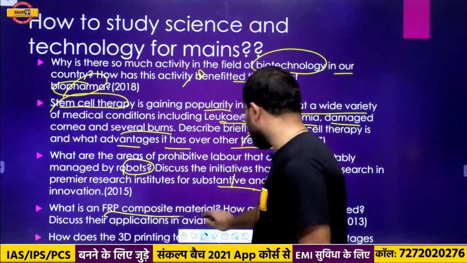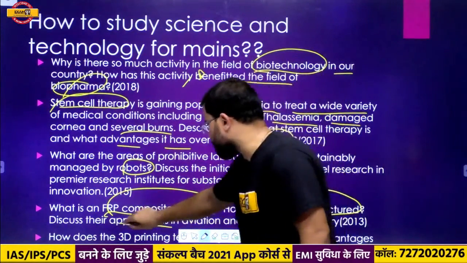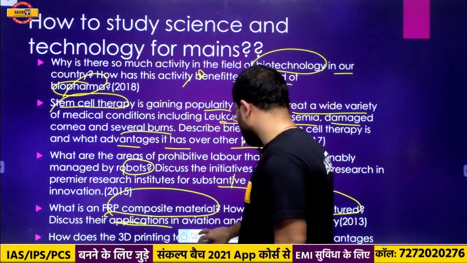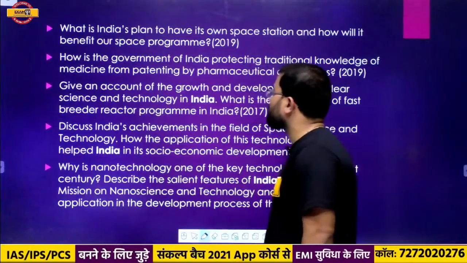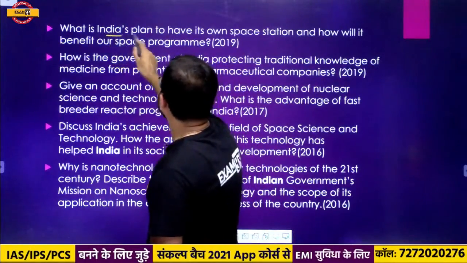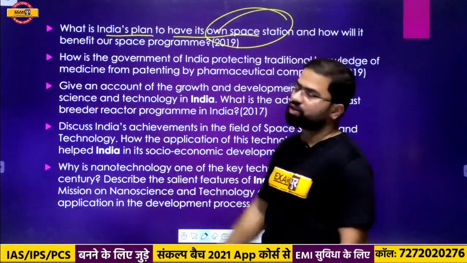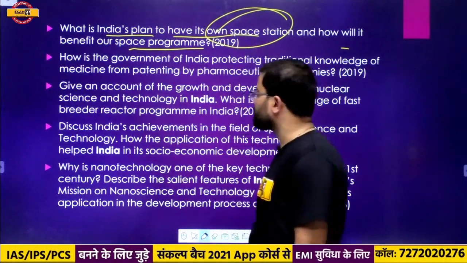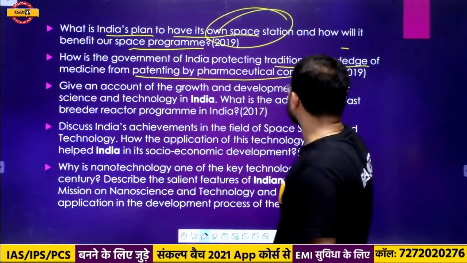What is an FRP composite material? How are they manufactured? Discuss their application. ठीक है. Now some more questions. Why is India planning to have its own space station? And how will it benefit our space program? ठीक है. How is the government of India protecting the traditional knowledge of medicine from patenting by pharmaceutical companies?